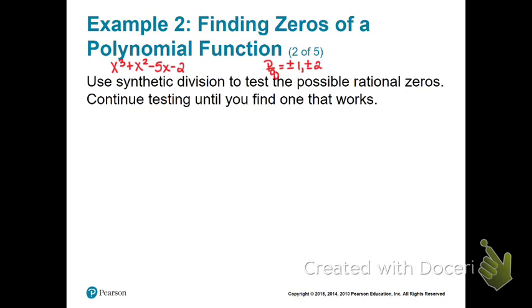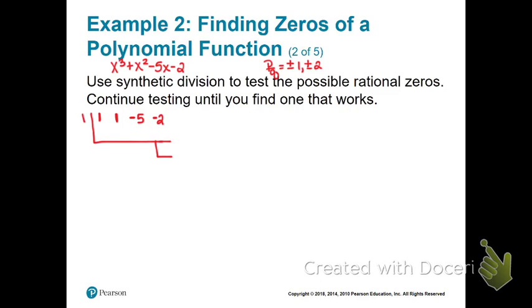Positive 1. Alright. So we're going to use synthetic division. You're going to put a 1 on the outside. And then remember your coefficients go on the inside. So you have 1x cubed, 1x squared, negative 5x, and a negative 2 with no x. So nothing's missing. Now, how do I know if it will work? Your remainder will equal 0. Alright, so let's do this.